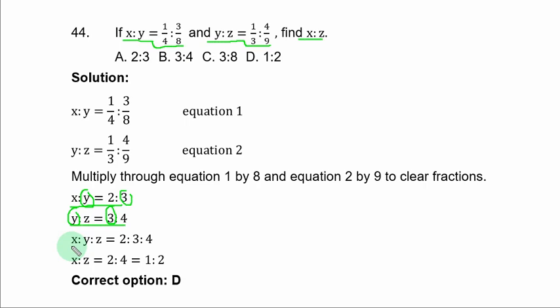Since y appears in both equations and is already the same, for s we take 2, y is 3, then 4 for z. And we are interested in s ratio z, that is 2 ratio 4. Divide through by 2, you have 1 ratio 2. D is the correct option.